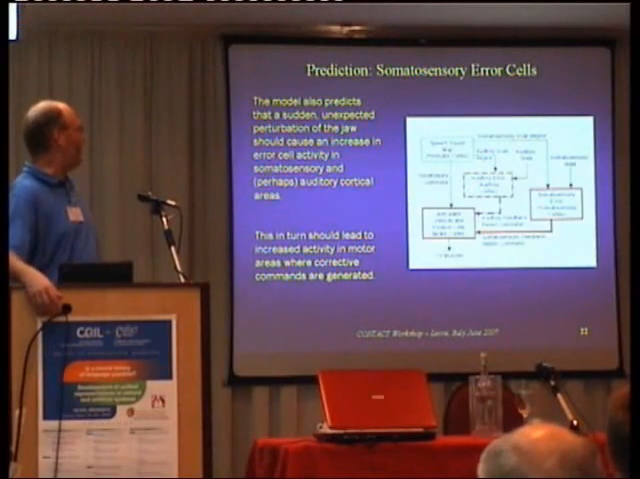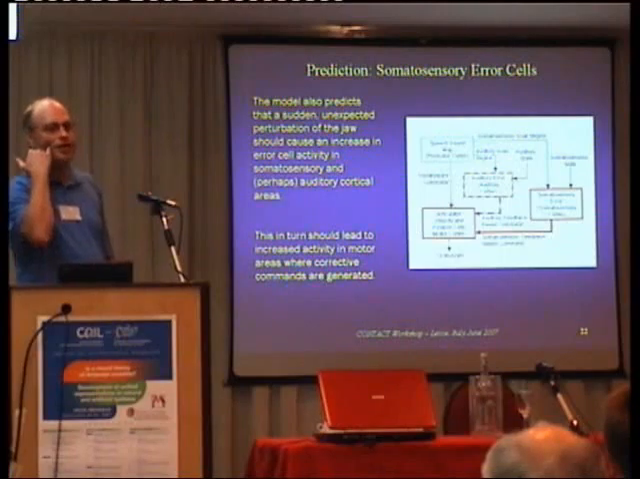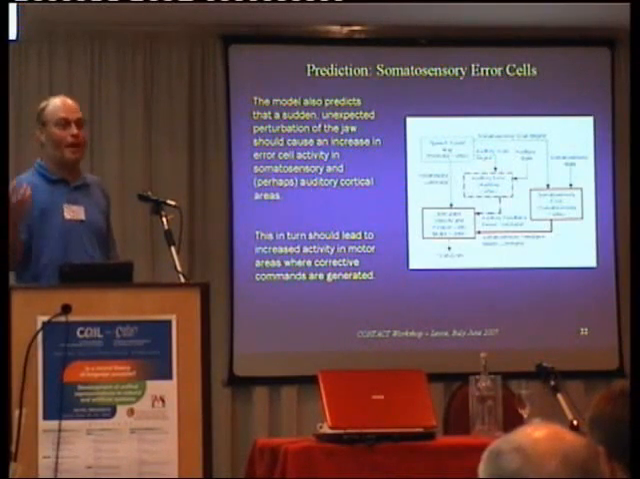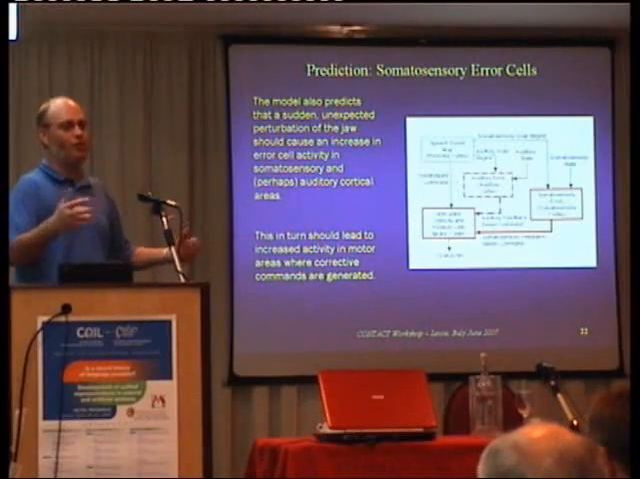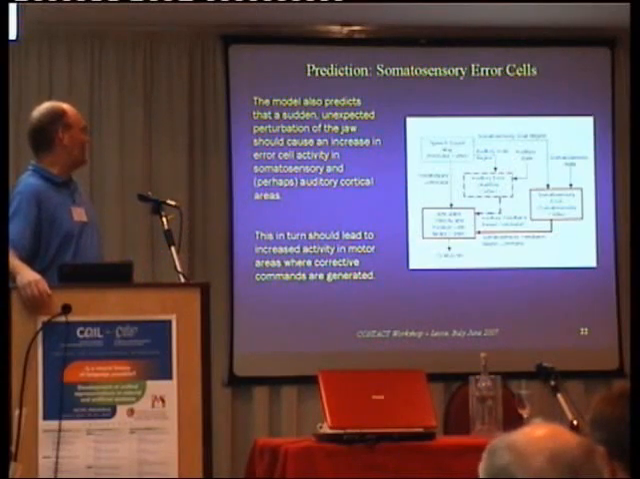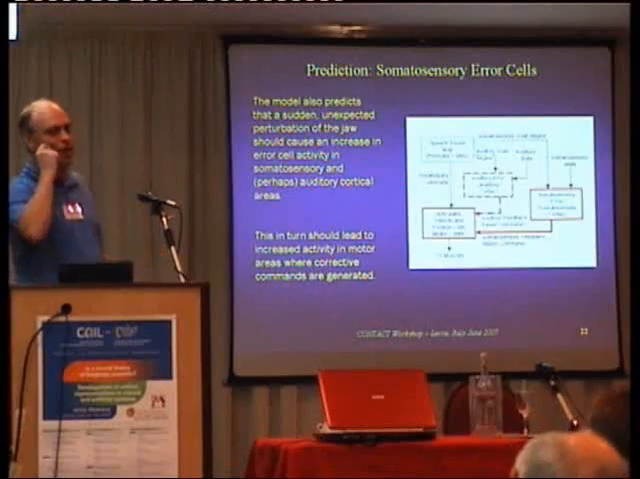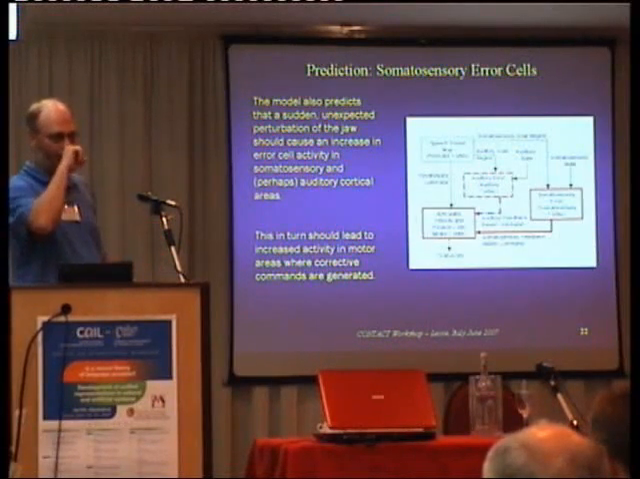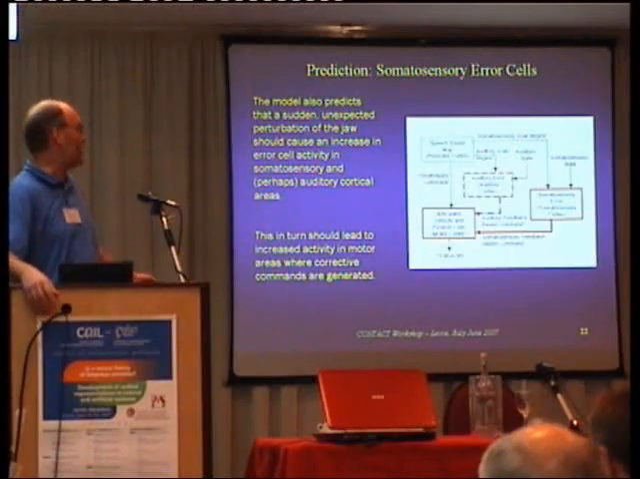The second prediction that we made was that if we unexpectedly block the jaw, this is a somatosensory disruption that should cause a somatosensory error, which should lead to corrective motor commands. And depending on how bad the jaw block was, it may lead to some auditory error. So we might expect to see some auditory cortex activation as well in the auditory error cells.